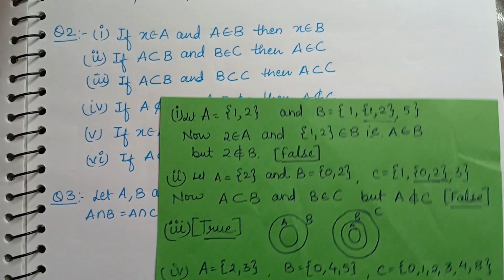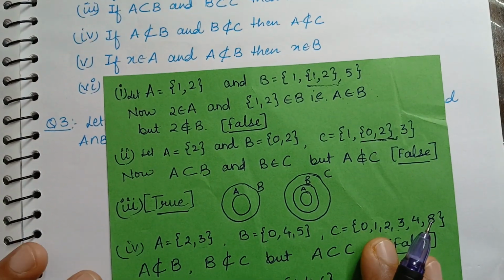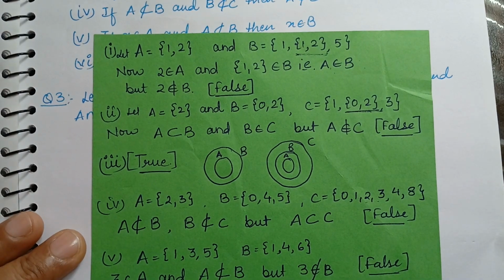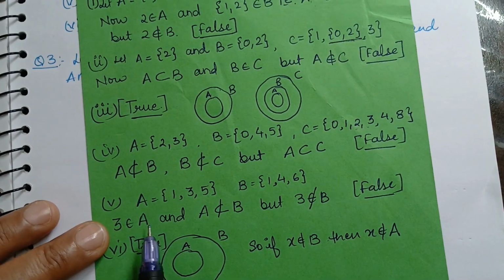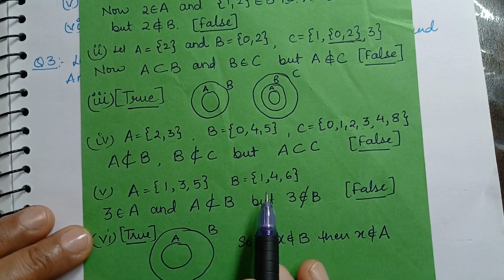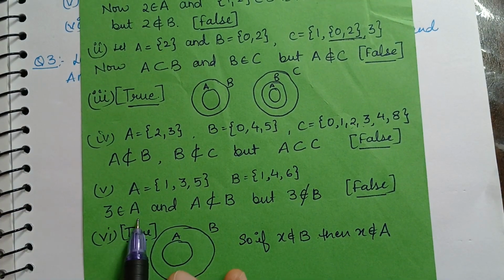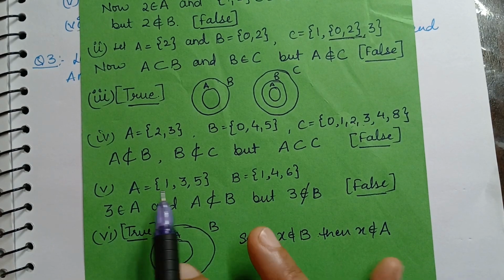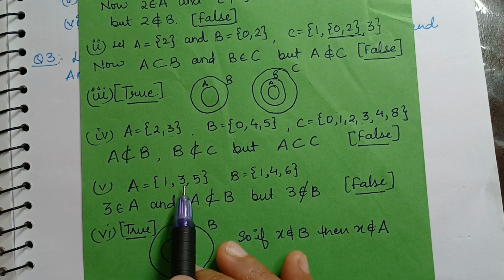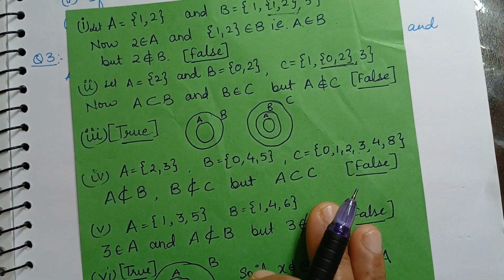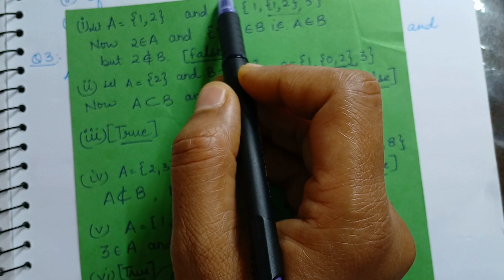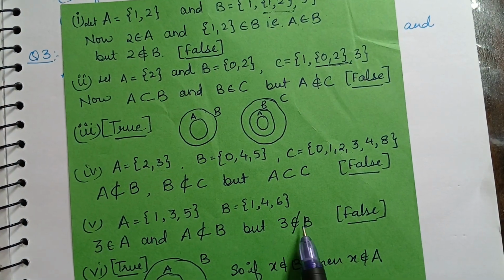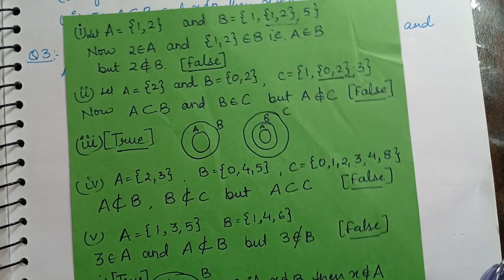Now fifth one is, if x belongs to A and A is not contained in B, then x belongs to B. So we will write, this is also false. We will take the examples. A is 1, 3, 5, B is 1, 4, 6. Now 3 belongs to A and A is not contained in B. Right? All the elements of A are not there in B. But 3 also doesn't belong to B. So they were saying that x belongs to A and A is not contained in B, then x belongs to B. Here 3 belongs to A, A is not contained in B, but 3 also doesn't belong to B. So the statement is false.